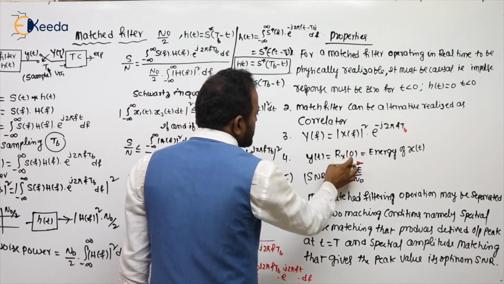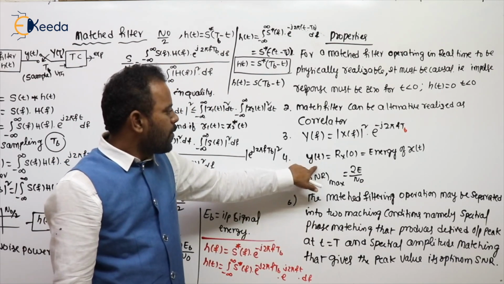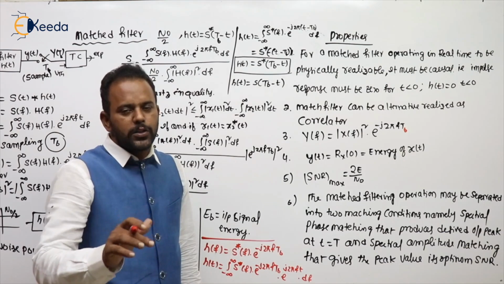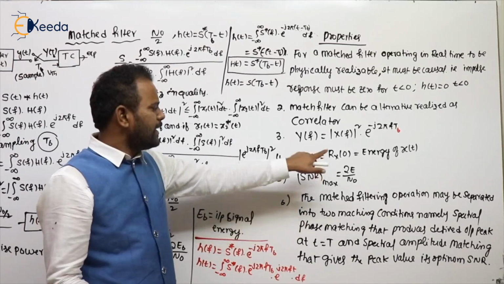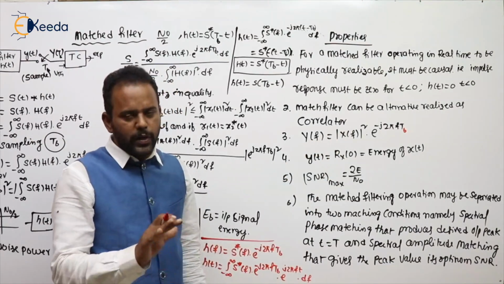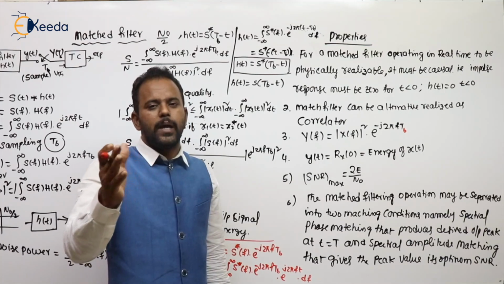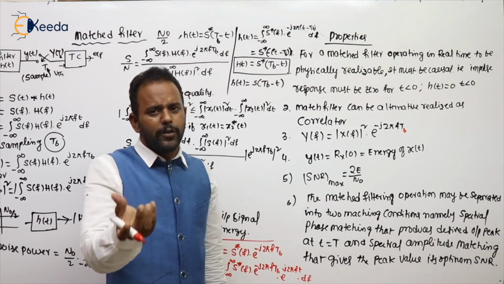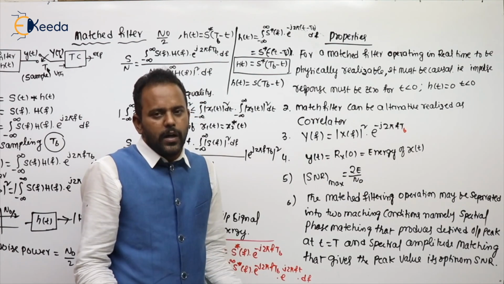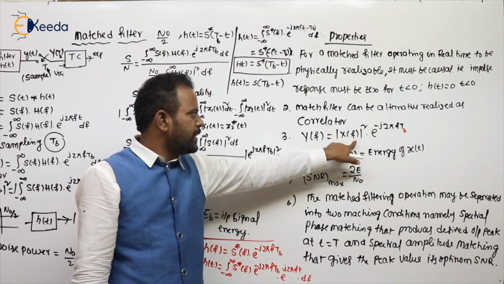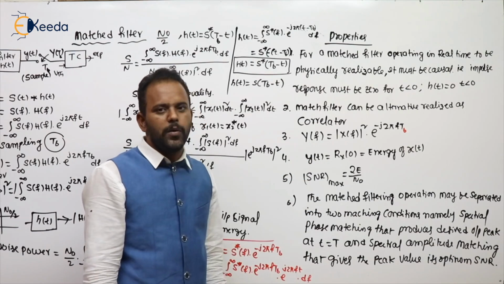Y of t equals Rxx of 0, that is nothing but the energy of the signal. Why? Because y of t equals x of t convolution with h of t. H of t is nothing but the same S of t, or here in place of S, X as an input I taken. Don't get confused with that. So x of t convolution with x of t minus t naught, meaning the delay between the both, that is nothing but autocorrelation. And if you substitute TB equal to 0, of course TB is the gap, then that is nothing but energy, that is also equal to y of t.